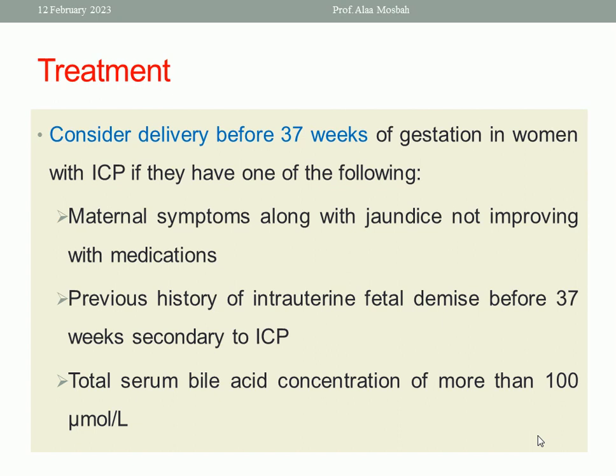Okay, so if any one of these applies, such as pruritus with jaundice not responding to medication, you should deliver earlier than 37 weeks. Or previous history of intrauterine fetal demise before 37 weeks, secondary to intrahepatic cholestasis in pregnancy. And the third item is total serum bile acid concentration of more than 100 micromole per liter.